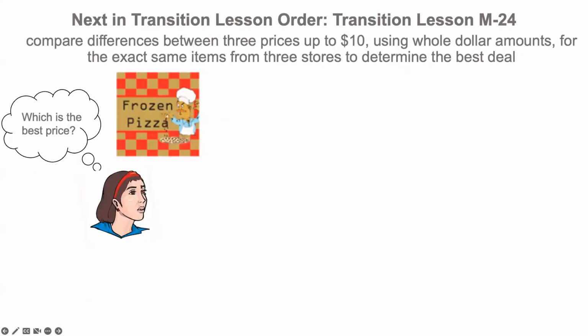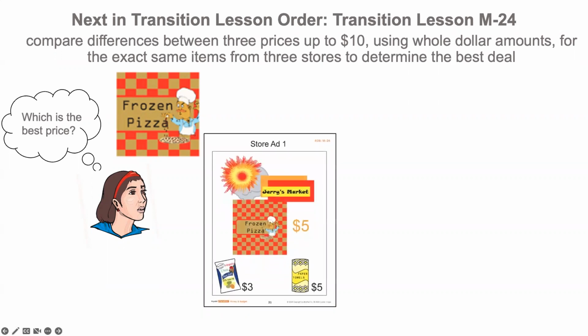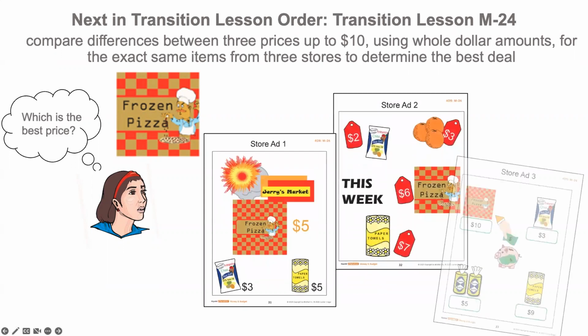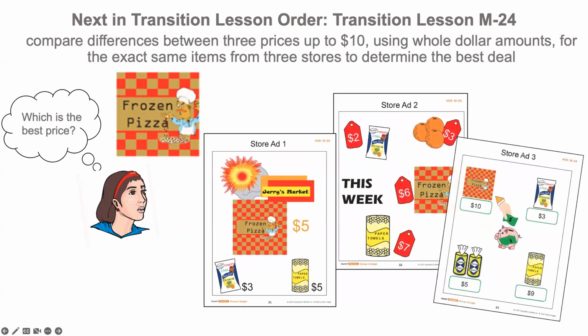This is a prerequisite skill, and it is important to support students' understanding with the lesson objective M24, as students are asked to compare price differences from 3 different stores to identify the best deal. Created store ads are used during this lesson to give students that practice in comparing prices.